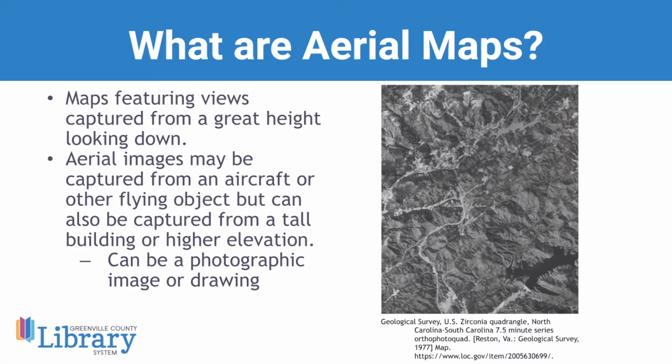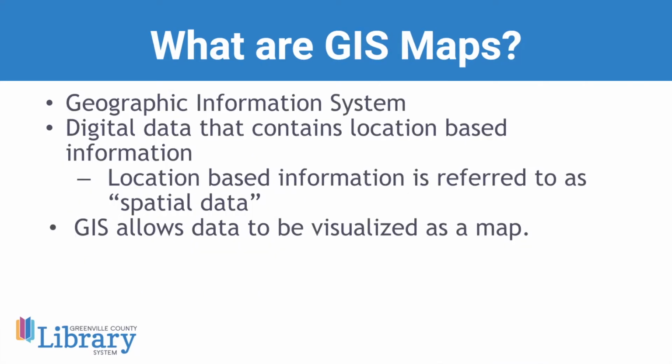So if you're ever interested, we can help you with those, but there's a lot of neat online tools that we'll talk about too. And so the last type of map we're going to talk about specifically are GIS maps. And what exactly does GIS mean? GIS just simply stands for a Geographic Information System.